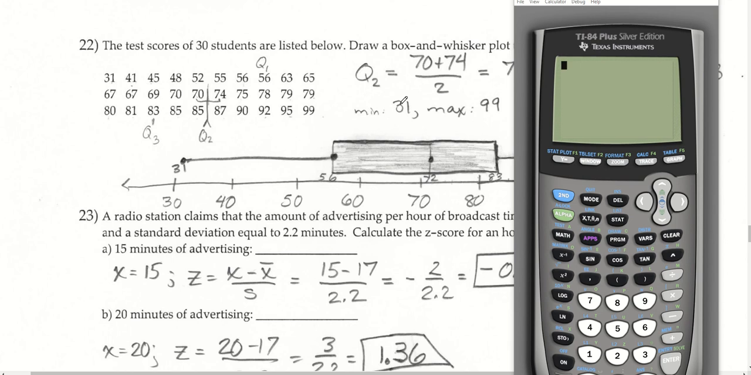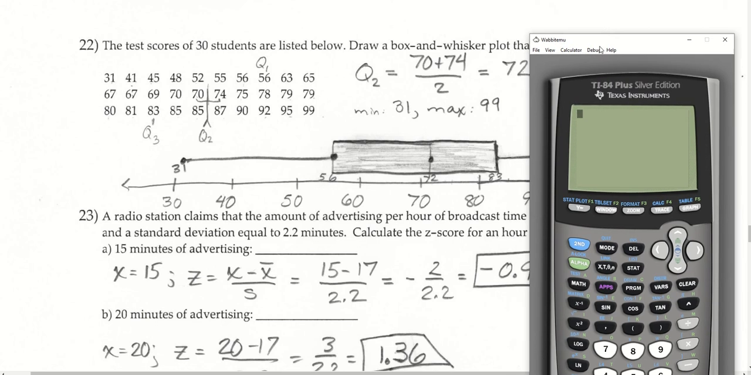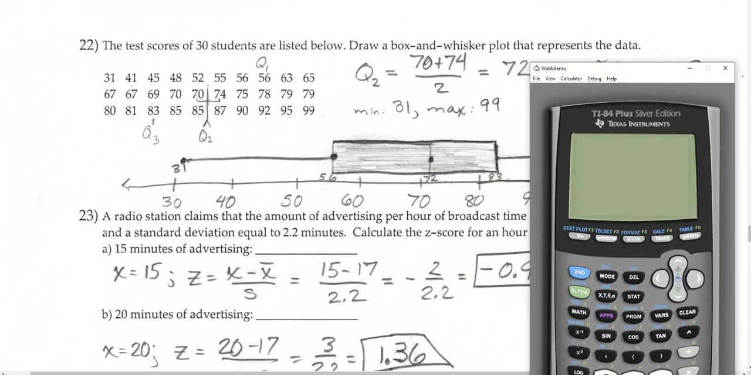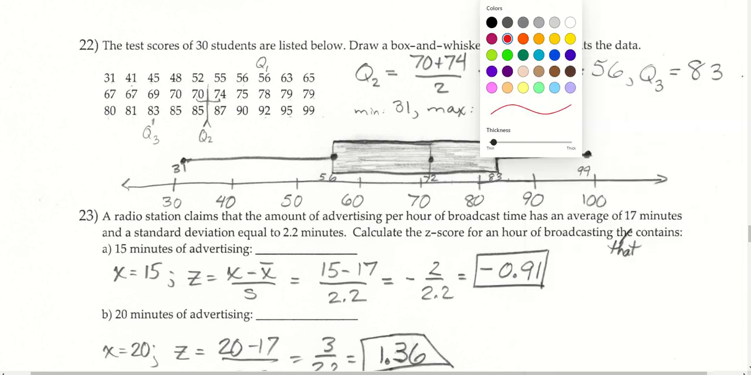Let's take a look at number 22. In question number 22, we're asked to draw a box whisker plot. One of the things that we recall is that a box whisker plot is actually a visual display for what we call the 5-number summary.